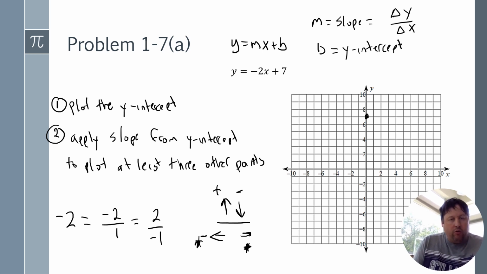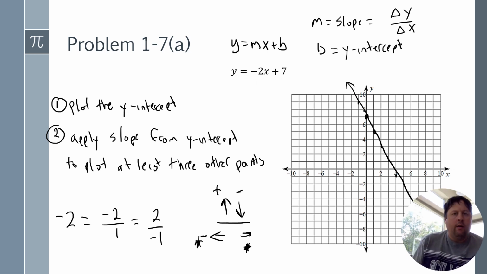So I'm going to start off with negative 2 over 1. So I'm going to go down 2, right 1, plot a point. Down 2, right 1, plot a point. Do that as many times as I want, or I can go positive 2 over negative 1, so up 2, left 1. Now you should use a ruler when graphing a line on your homework, but for mine, there you go, that's what it looks like. Always use a ruler, boys and girls.